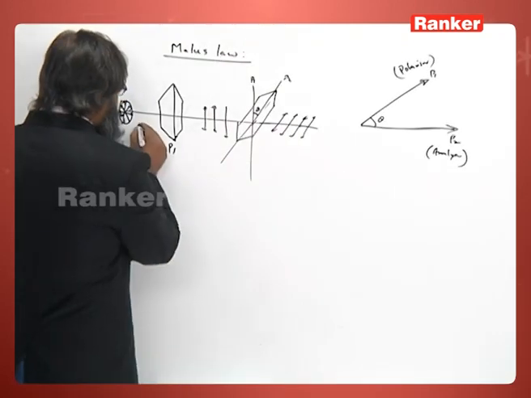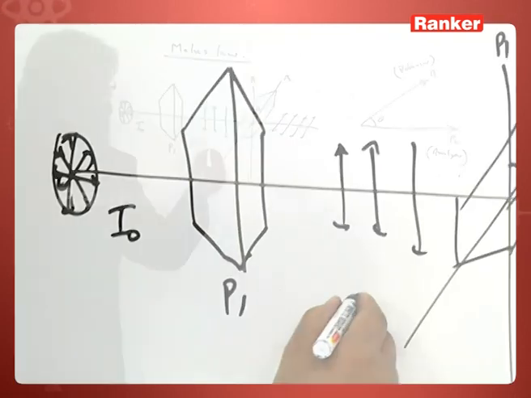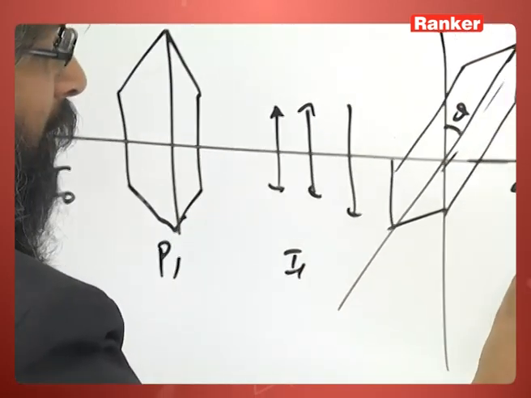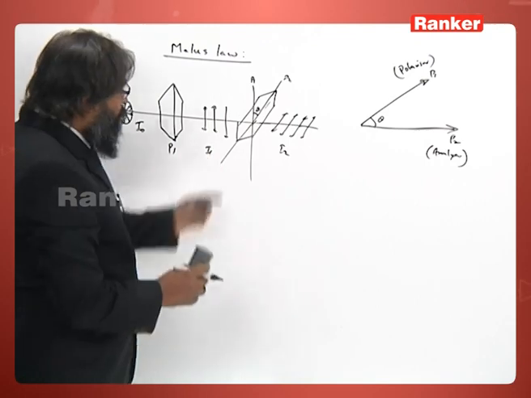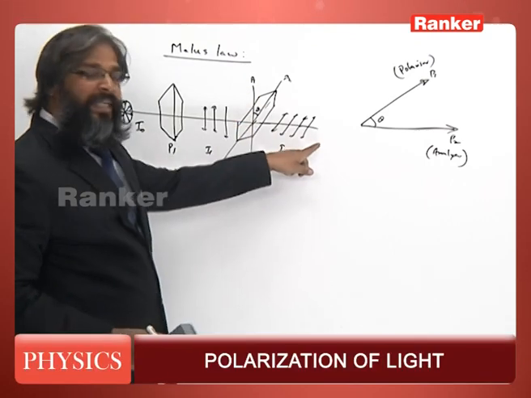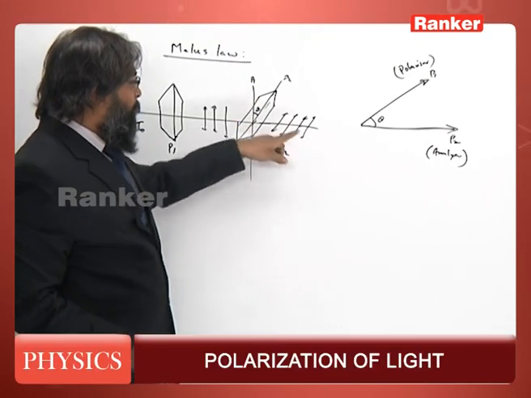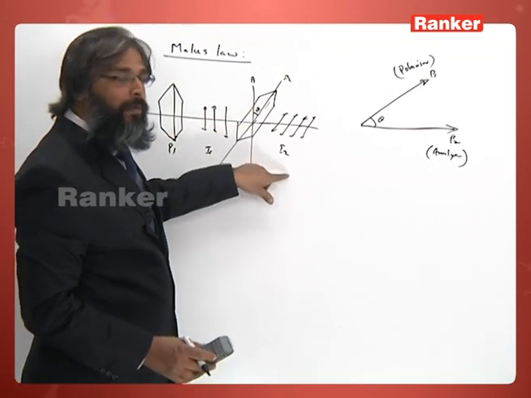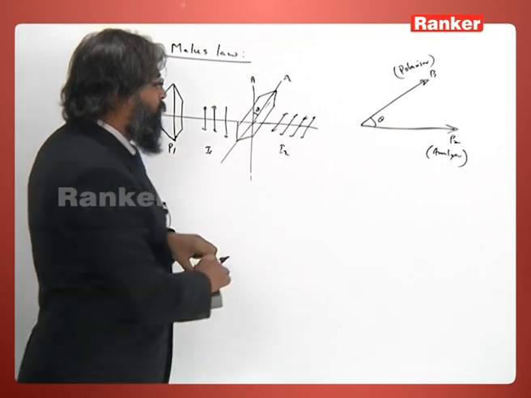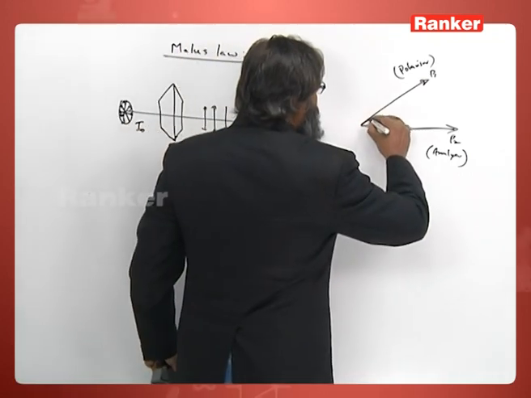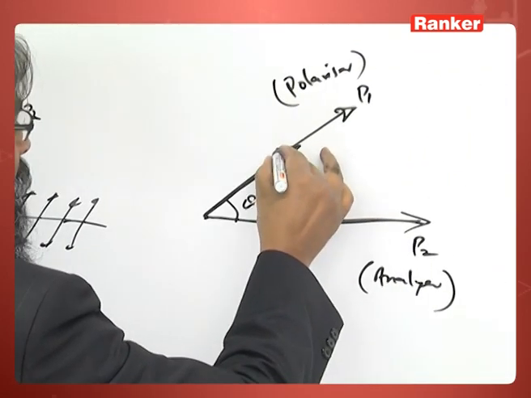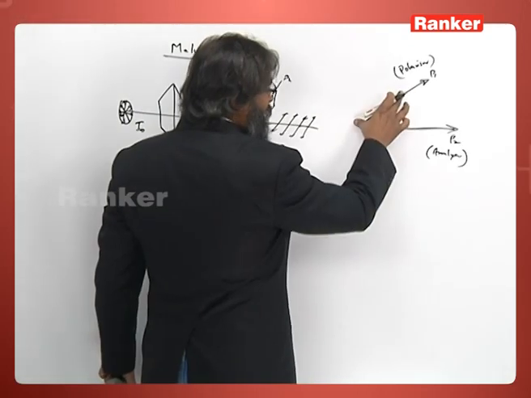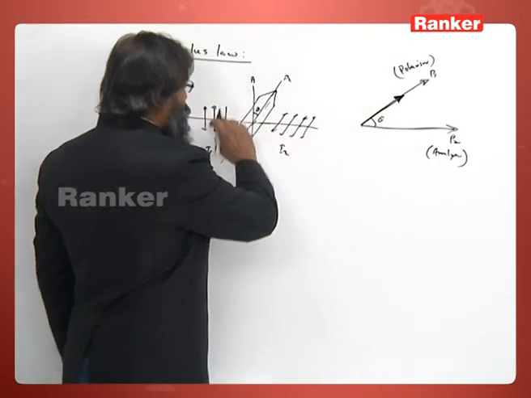Now suppose this is I0, this is I1, and this is I2. I wish to know, when this angle is 90 degrees, I know it is 0. But when it is at some angle theta, how much intensity of light will pass if it is I0? So suppose there is an electric wave, the amplitude of the electric field vector here.